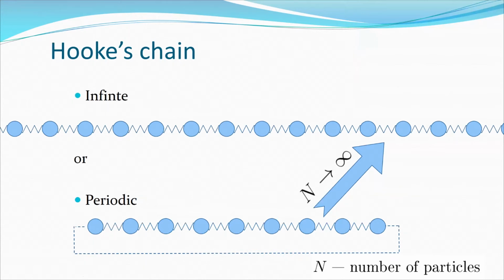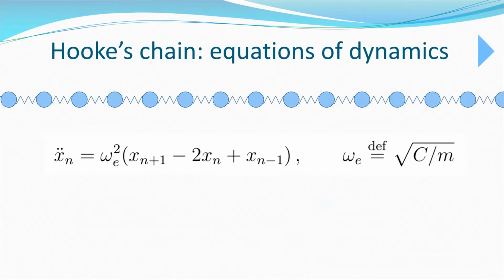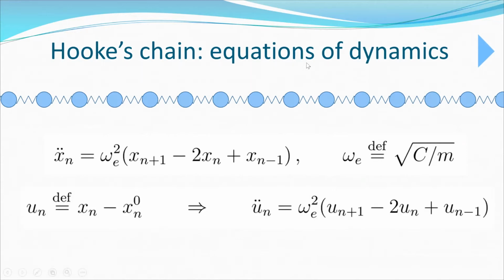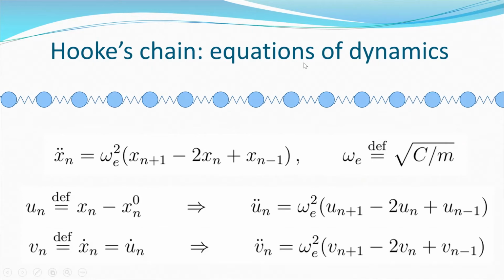Okay, so what will we consider? We will consider Hooke's chain in two instances: one infinite, another one periodic. It is not always easy to explain what an infinite chain is, but it can be considered as the limit of a periodic chain for a high number of particles. Now, the equation for this system is written here. The coordinates of particles are connected with each other by this differential-difference equation. If we consider displacements or velocities, we have the same equation for them. The only parameter is the elementary frequency, which is combined from the stiffness and the mass of the particle.